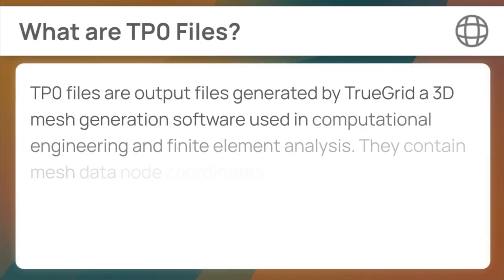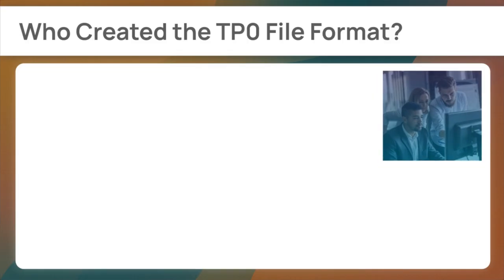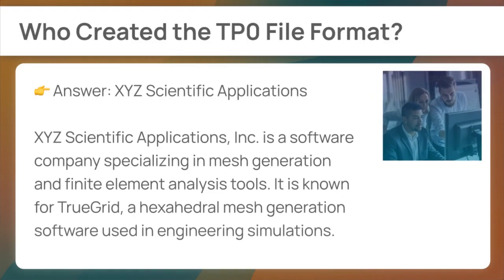TP0 files are output files generated by TrueGrid, a 3D mesh generation software used in computational engineering and finite element analysis. They contain mesh data: node coordinates, element connectivity, material assignments, and boundary conditions for FEA simulations.